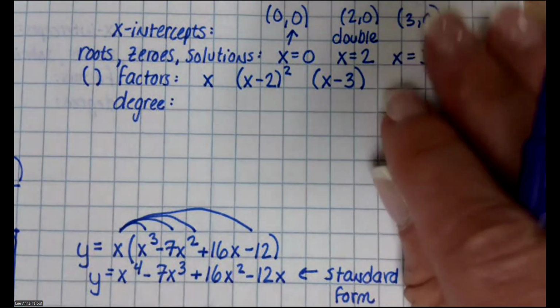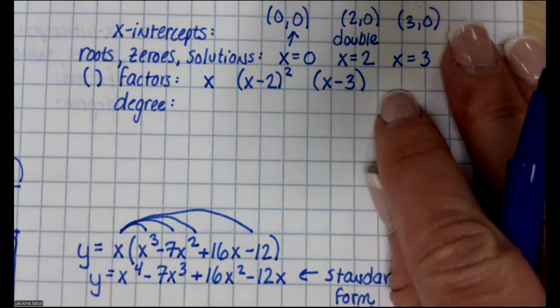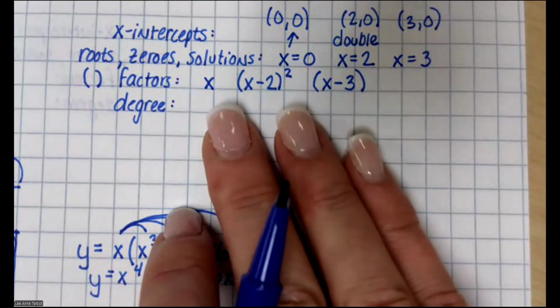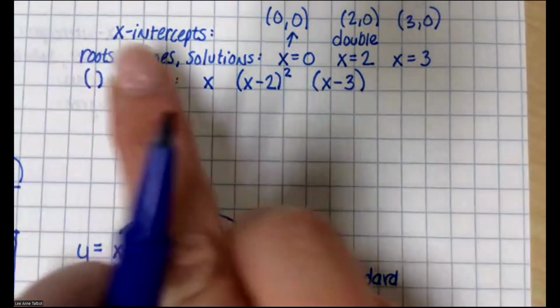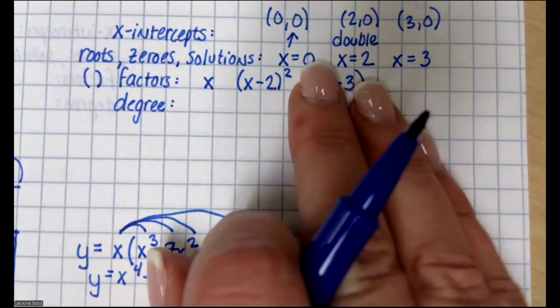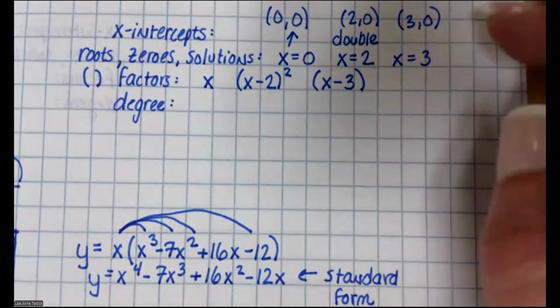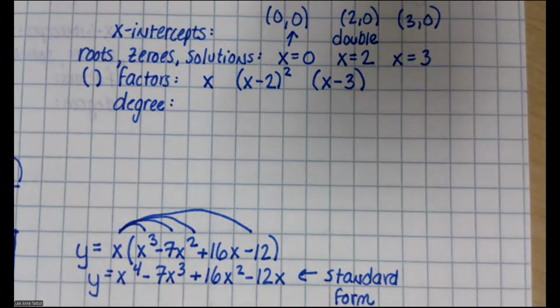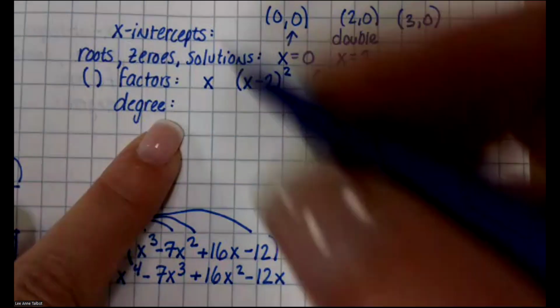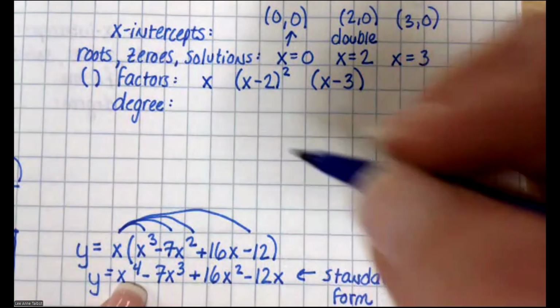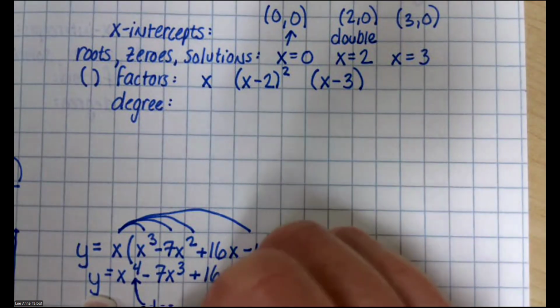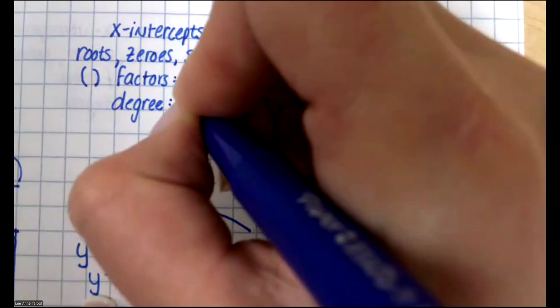You see how all 3 of these things are kind of the same answer? It's just how they're asking it. So when they ask you for factors, they're asking for parentheses. When they're asking for roots, zeros, or solutions, they're asking what x equals. And when they're asking for x-intercepts, they're asking for coordinates. Okay, last thing is degree, and this is the most important. The degree is the largest exponent in the problem. So this one is degree 4.